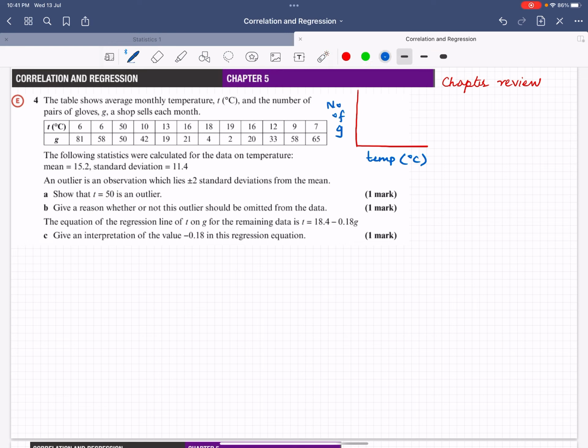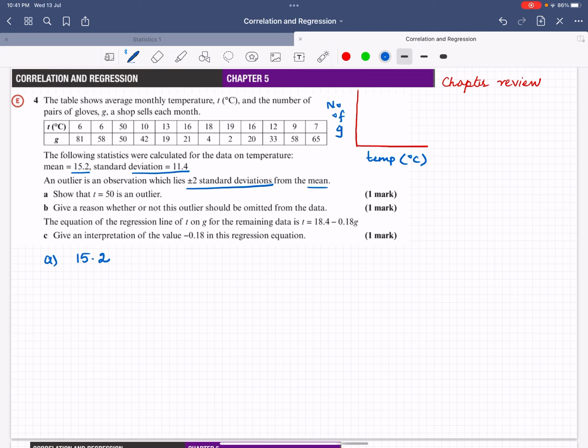Now we need to prove that T is equal to 50 is an outlier, and we are given how to calculate an outlier. We take our mean and we add 2 standard deviations, or we subtract 2 standard deviations, in order to find the value above which we get an outlier and below which we get an outlier. So let us look at the value on the upper side. We take the mean. The mean is 15.2, and we add 2 standard deviations to it.